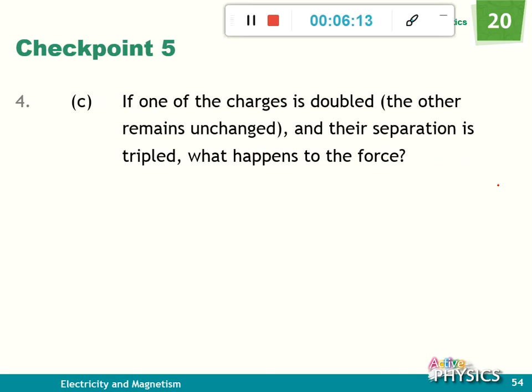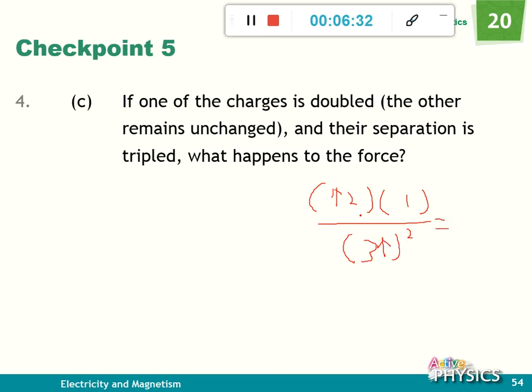How about part C? If one of the charges is doubled, the other one remains the same. It means that this one is doubled, this one has no change, so that is 1, and the distance is tripled. Triple is 3. Remember, it is squared.